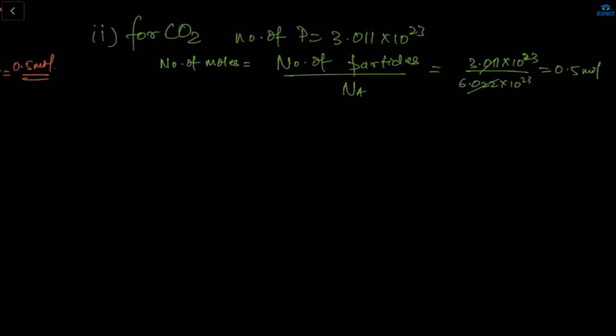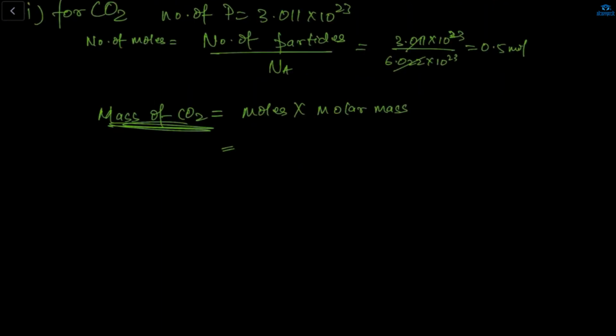Okay, next. Next we have to find mass. So what is the mass of CO2? Mass is moles into molar mass. Yes. Molar mass of CO2, and mole is 0.5. And what is the molar mass of CO2? Like 44? Yes.